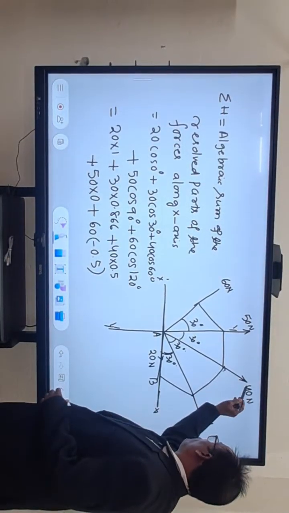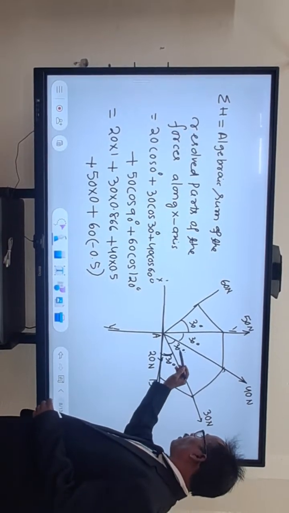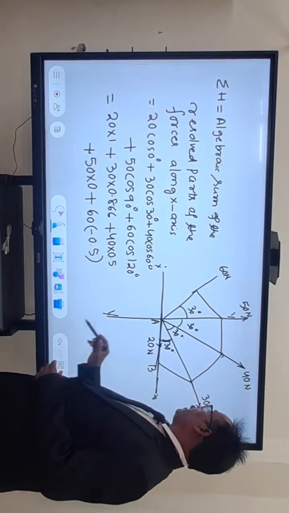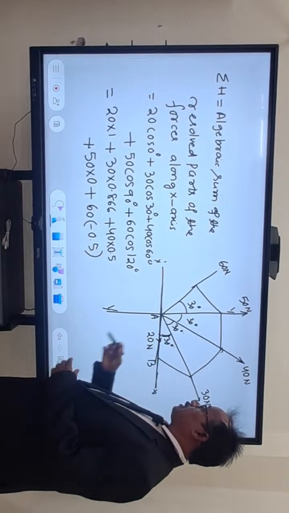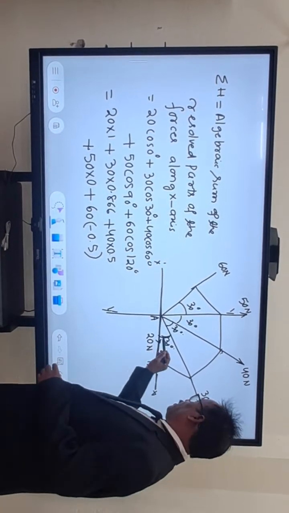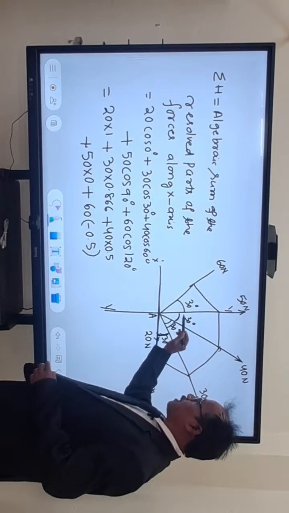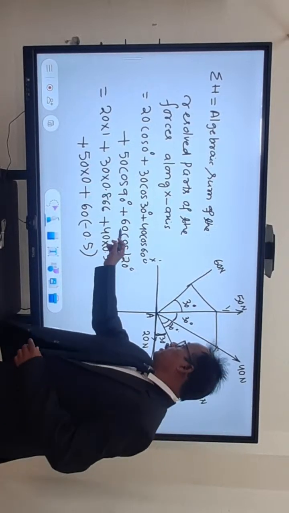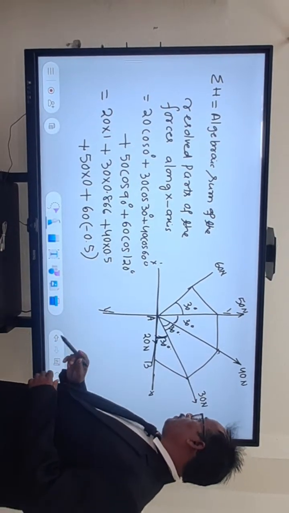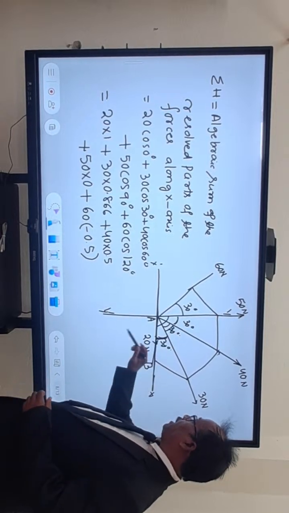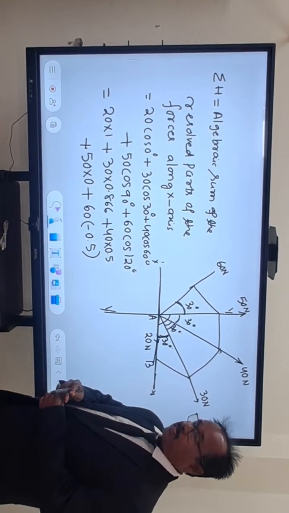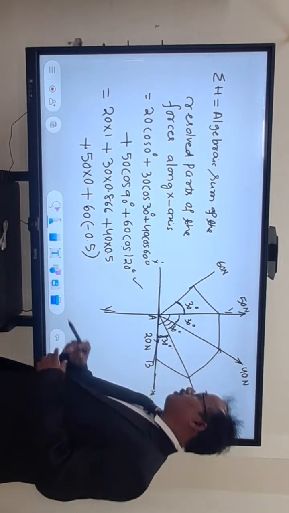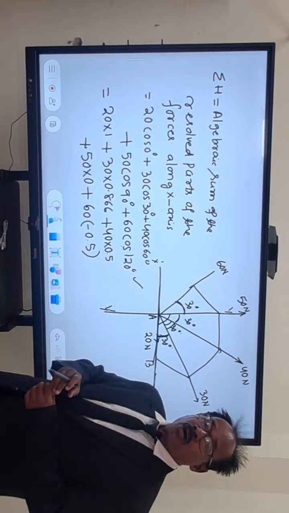Next force 40. Angle is 30 plus 30, so 40 cos 60. Then the next force is 50, 50 cos 90, because this is 30, this 30, this 30. Plus 60 cos 120, because this angle is 90, this angle is 30. Therefore, I am writing 60 cos 120 degree. Then the value of cos 0 is equal to 1.